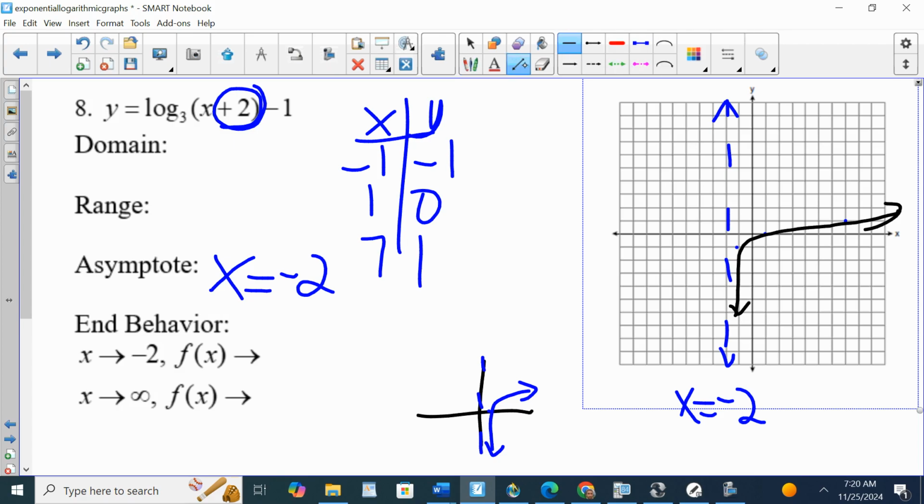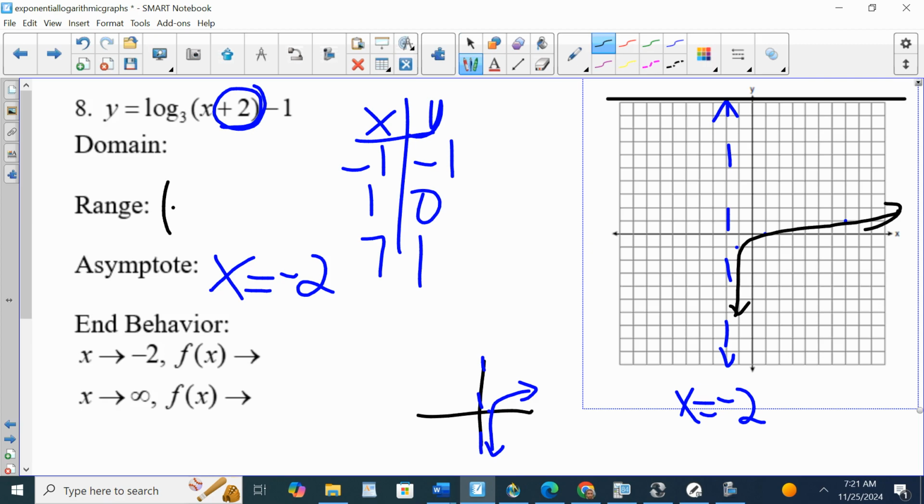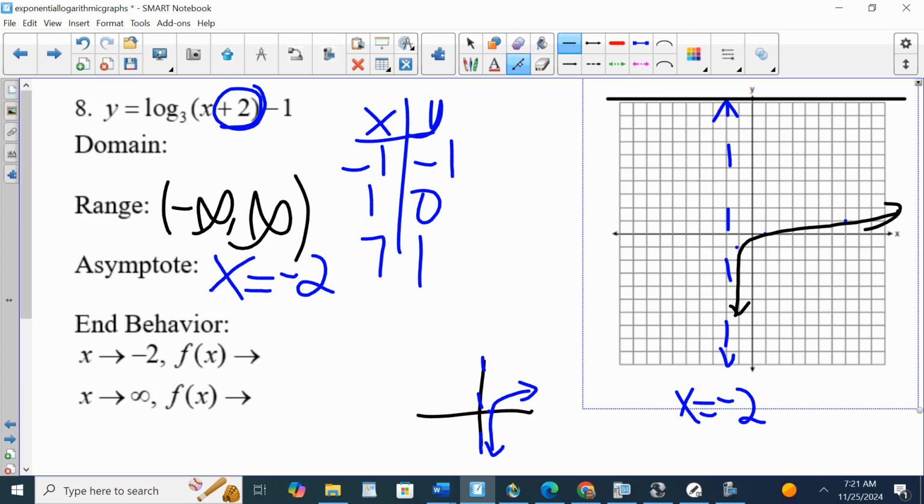Range is going to always be negative infinity to infinity for any log graph, similar to how exponential is negative infinity to infinity for domain. The domain, similarly to the range of exponential, everything's going to be opposite. So it's going to have an infinity involved, depending on how it's transformed, whether it be positive or negative. The domain starts at negative 2, but not including negative 2, and goes to infinity.